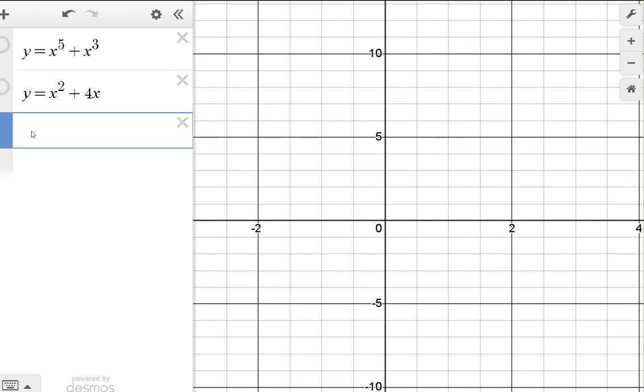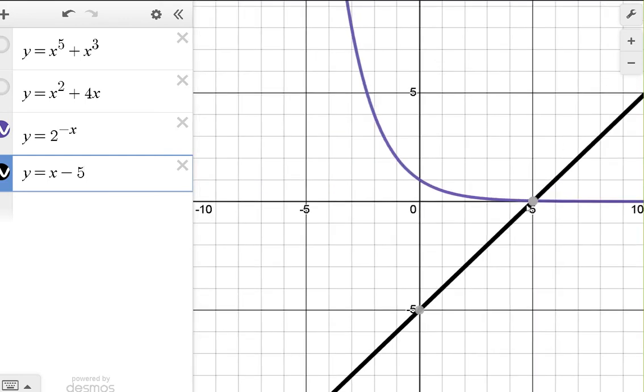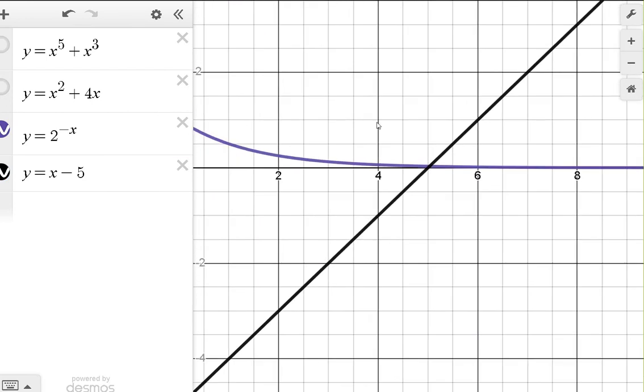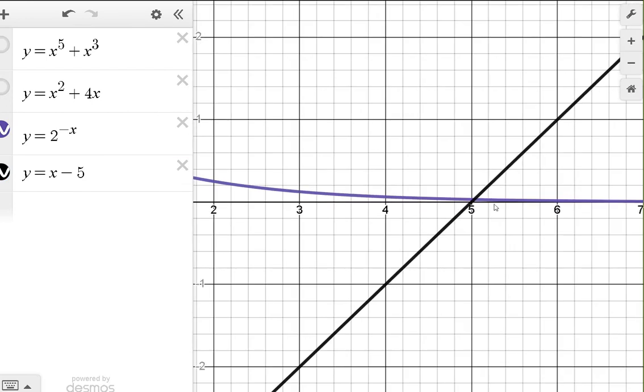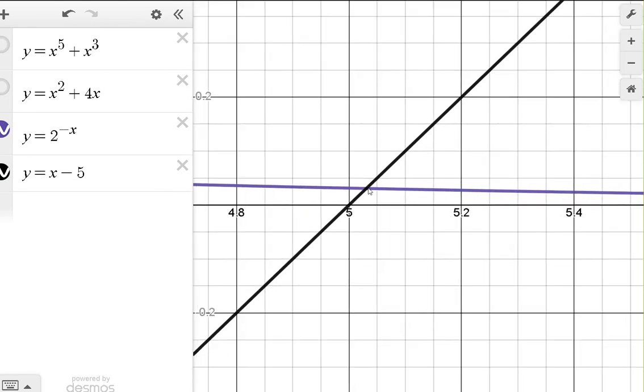So I want to graph y equals 2 raised to the negative x, and y equals x minus 5. And I want to find where these two graphs intersect each other. So let me hit the home button. That kind of zooms out a little bit. And I want to zoom in a little bit here. It looks like they intersect at 5, but they don't quite. If you zoom in enough, you can see that the intersection is a little bit different than 5.